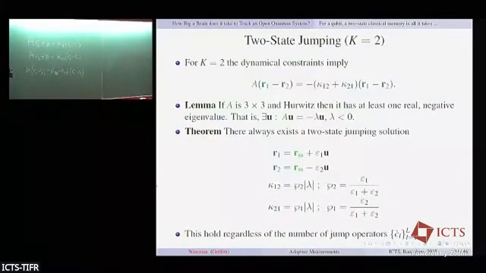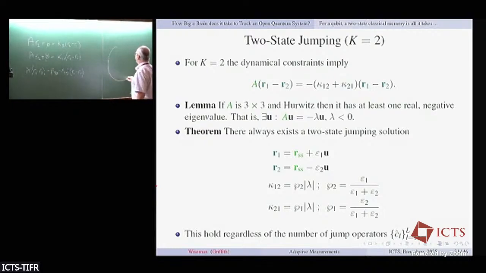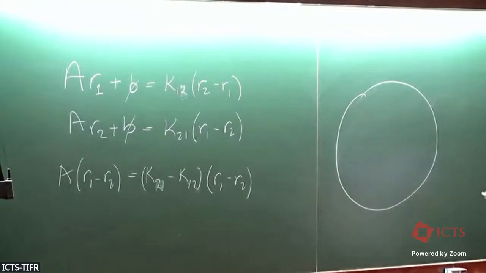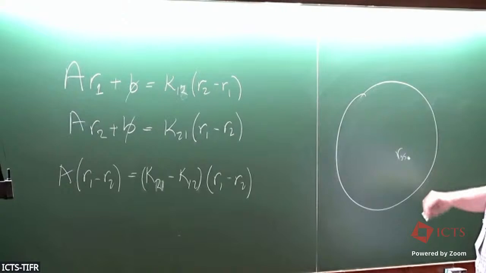So what it's saying is that if I can find a real eigenvalue for A, that's that equation there. Maybe I'll say what this means. It means that if there exists an eigenvector for A, let's say that my rho steady state is here, so that's my R steady state, which is inside the Bloch sphere.